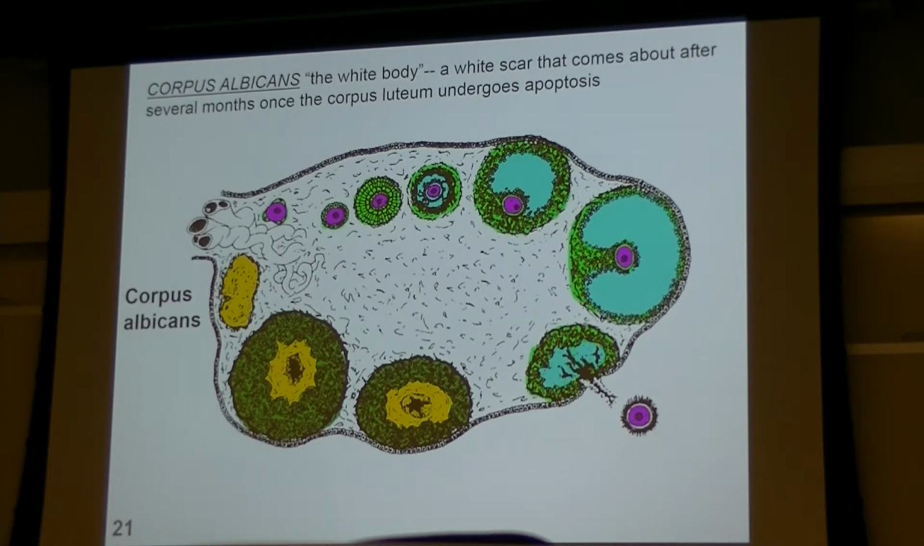And so for women in their late 30s or 40s, if you were to section through the ovary, you would see a great number of these corpus albicans because of all the ovulation events that have happened over the course of their life. So, in a younger woman, maybe 15, you might only see a few of these. So, these cells are undergoing apoptosis, which is programmed cell death, and then we get this white-colored body left behind.